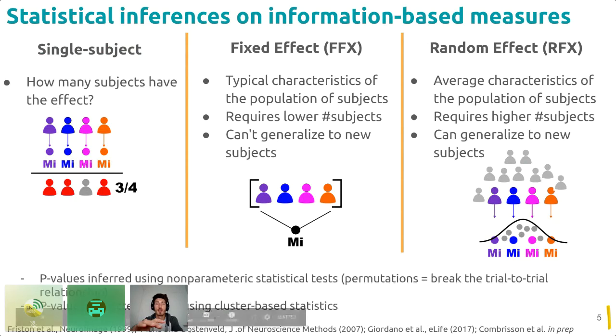For the p-values, we used a non-parametric statistical test using permutation, where the relation between the brain data and the continuous or discrete variable is broken. So it's basically a swapping across trials. And for correcting for multiple comparisons, we use the cluster-based statistic, but we also have maximum statistic and FDR.